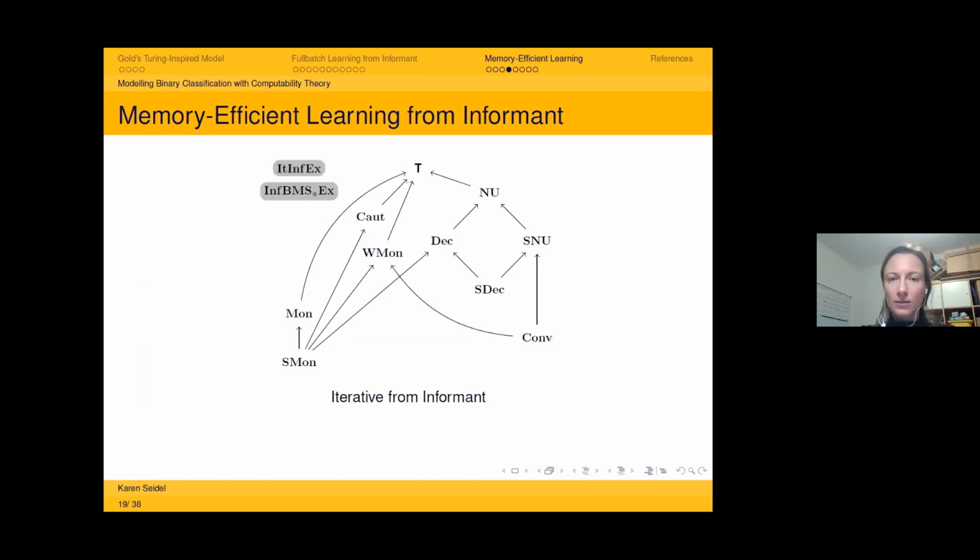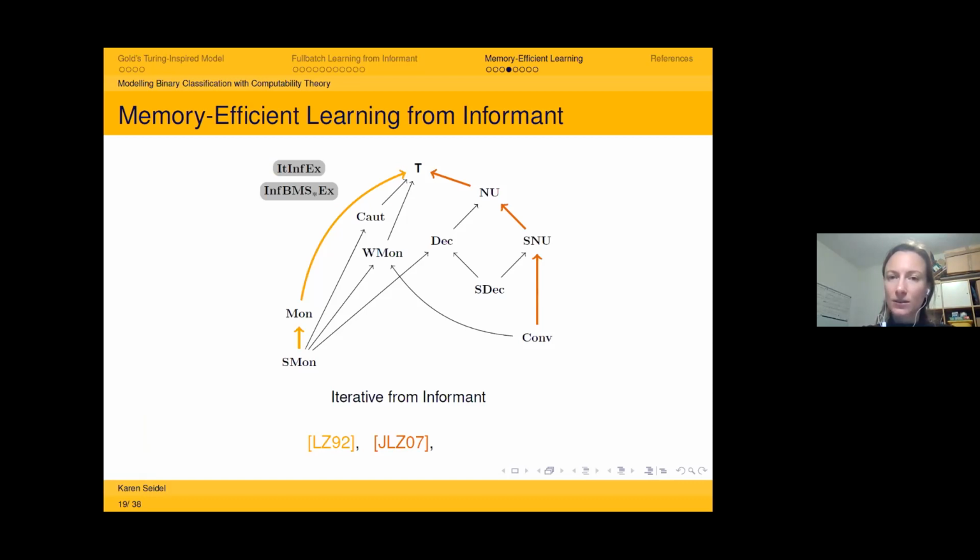Okay, so we looked also at learning in these two memory restricted settings, and other people did that before us. And in '92, it was already observed that, again, these monotonicity criteria separate and are also restrictive. And in 2007, Jain, Lange and Zilles observed that conservativeness is a restriction.